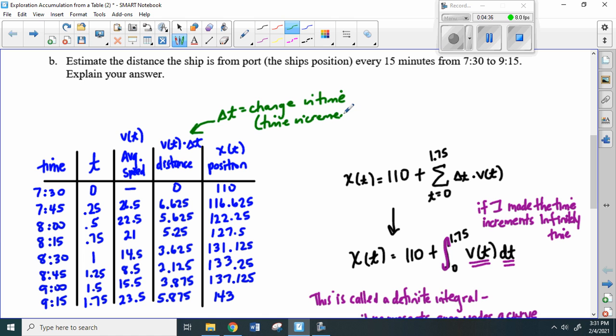okay? And so that was 15 minutes, but that's 0.25 of an hour, okay? And if you add all of them up from time 0 to time 1.75, then that's how we got the ending position. Okay, well, each of these time increments were 15 minutes. But what if I made those time increments smaller? Okay, do you think I would get a more accurate answer? I hope so, because again, this is just approximation.